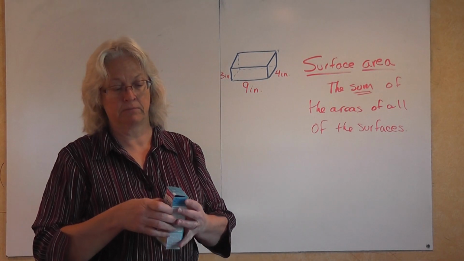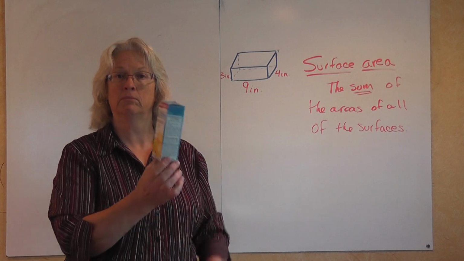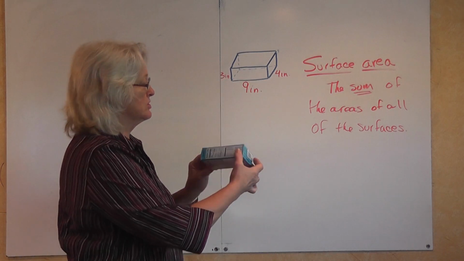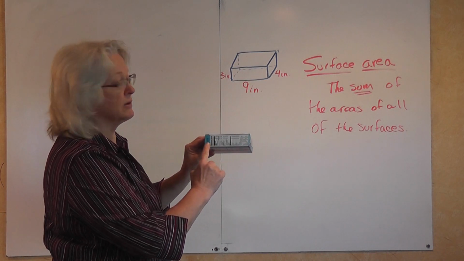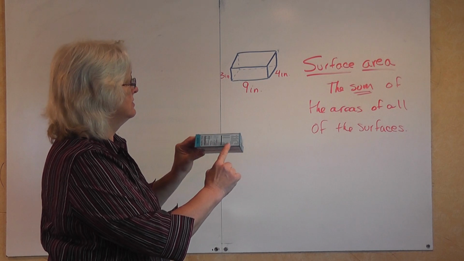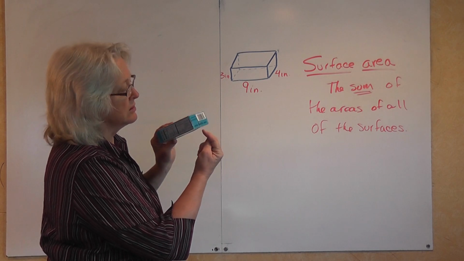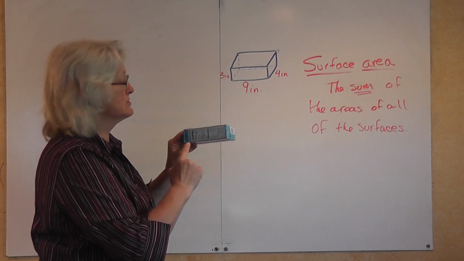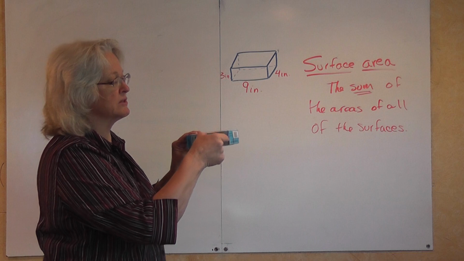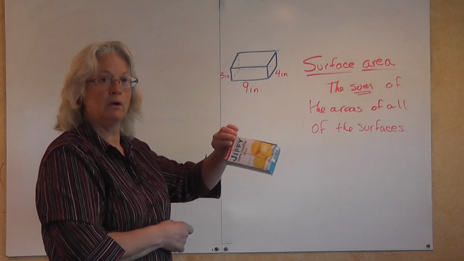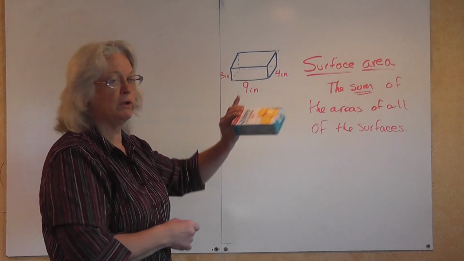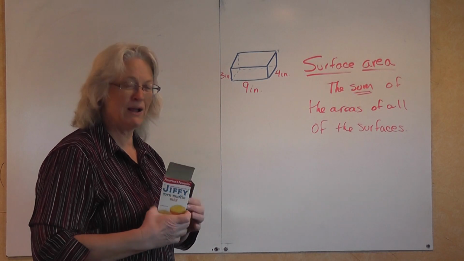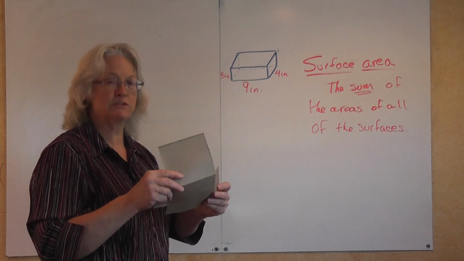Here is my rectangular prism. The longest dimension right here is 9 inches. The dimension that's going back this way, this longer side, that's 4 inches. Then it's 3 inches tall. What does this look like when you unwrap it? In other words, how many surfaces does it have? Well, a rectangular prism has 6 surfaces.